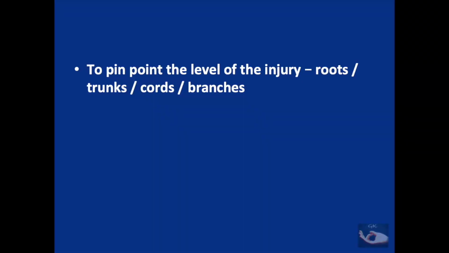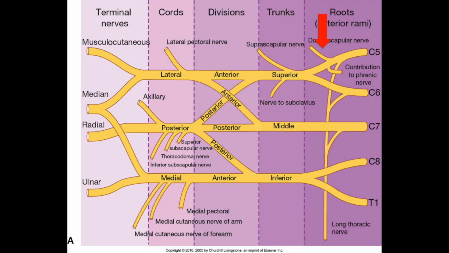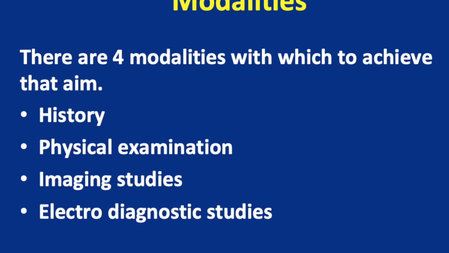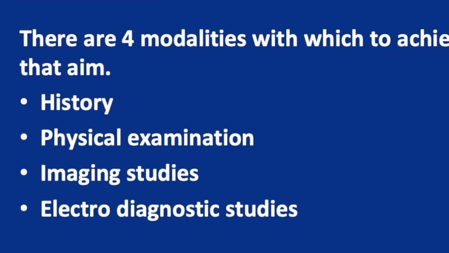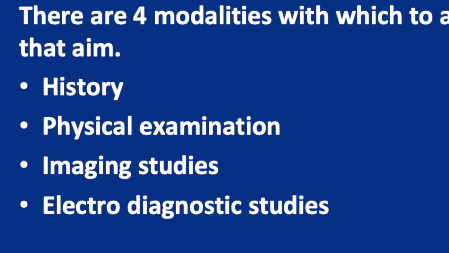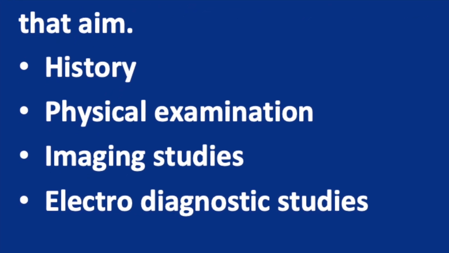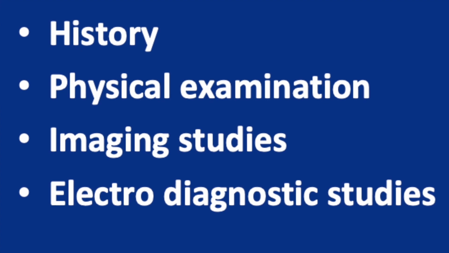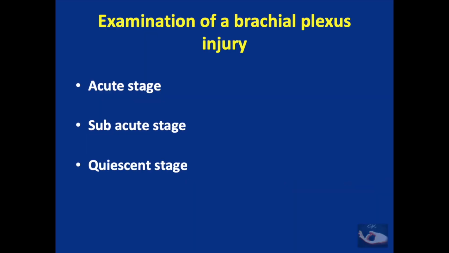We also need to evaluate the level of the injury: the roots, trunks, divisions, cords, or the terminal nerves. We have four modalities with which to achieve this assessment: history, physical examination, imaging studies, and electrodiagnostic studies. In this presentation, we are going to see the physical examination alone. We need to assess the brachial plexus injury either in the acute, subacute, or quiescent stage.